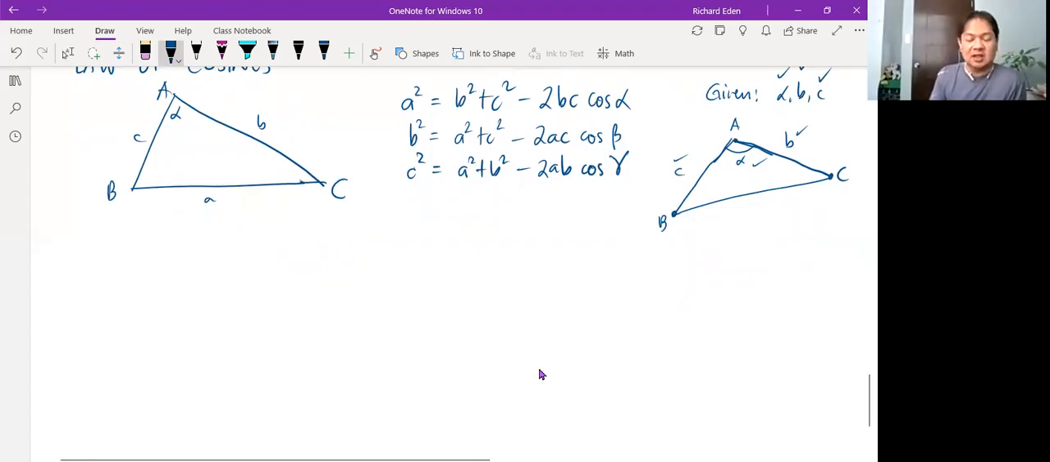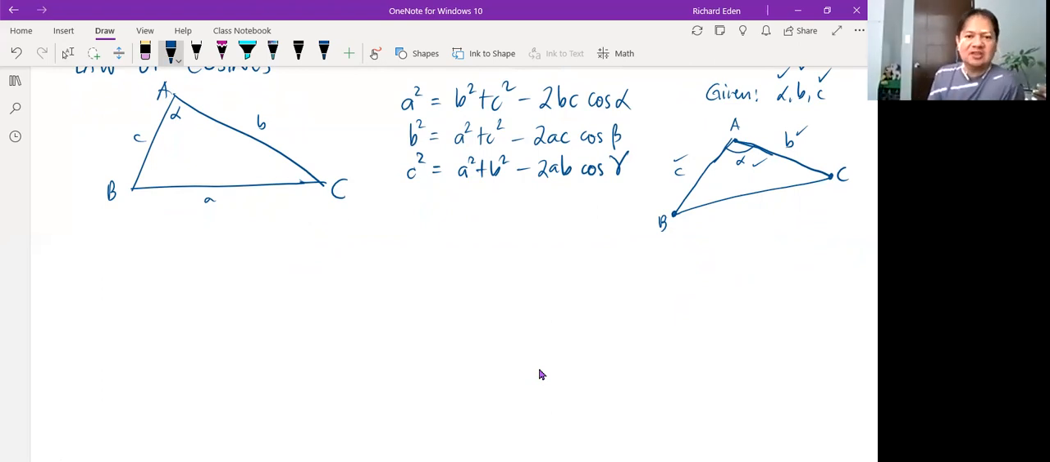Let's prove it. Even though there are three statements, it is enough to prove only one of them, because the second and third equations are really just the first equation where you relabeled A, B, and C, and where you change the labels of the angles.